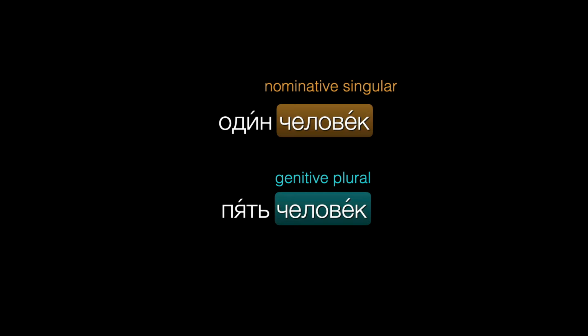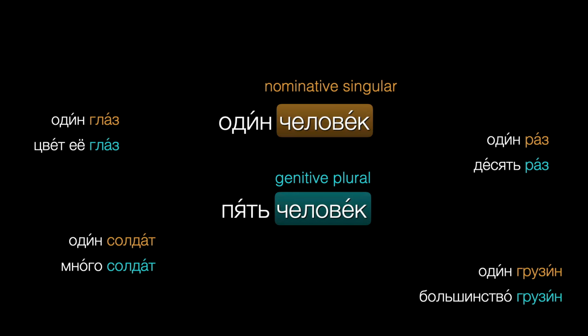Один человек, 5 человек. As you continue with Russian, you'll encounter a handful of other nouns with genitive plural forms that are identical to the nominative singular.